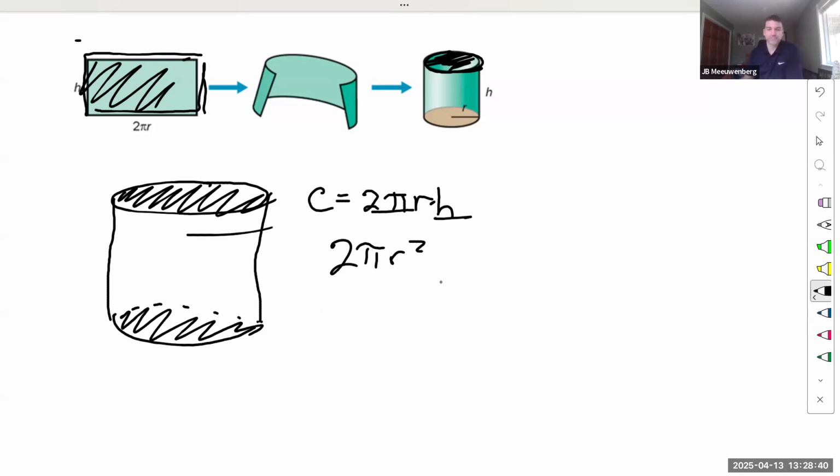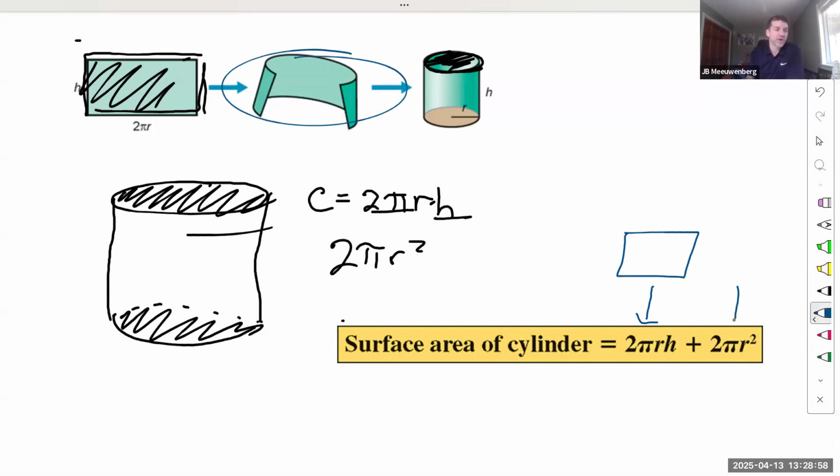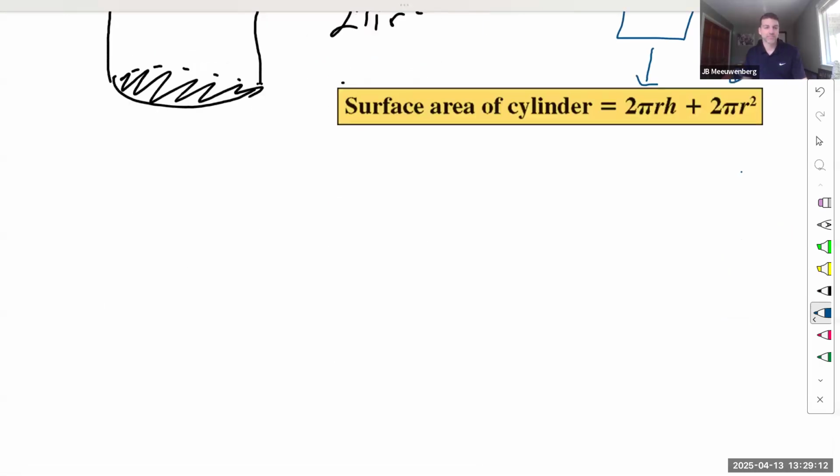So the surface area of our cylinder will be calculated from this formula: 2 pi rh plus 2 pi r squared. Again, this part is the rectangle that gets wrapped around, and this part are the 2 circles on the top and the bottom. And we add all of those spaces together. So that's how we calculate the surface area of a cylinder. So let's do a little practice with this.